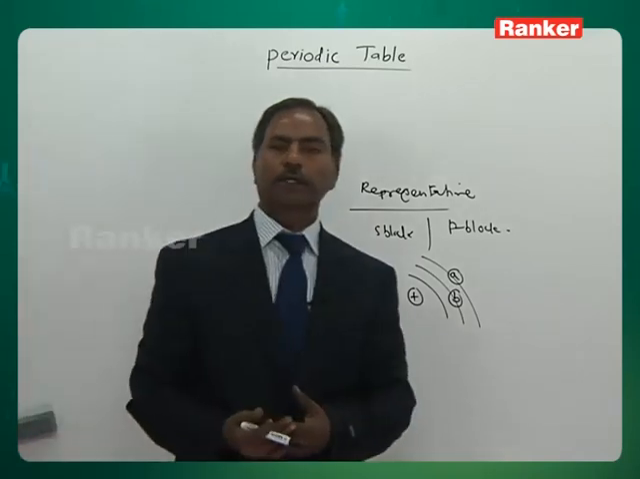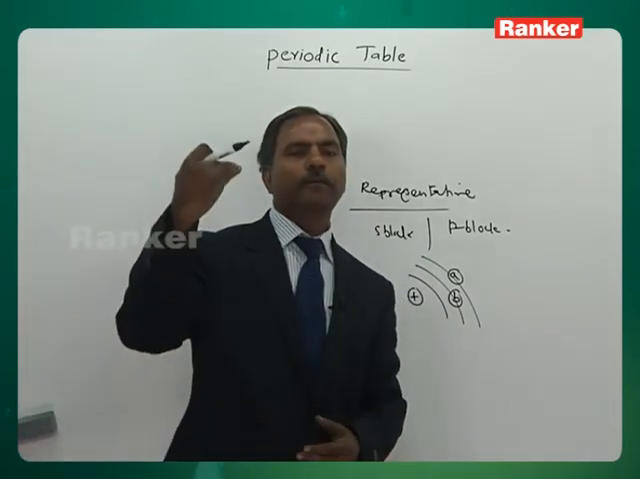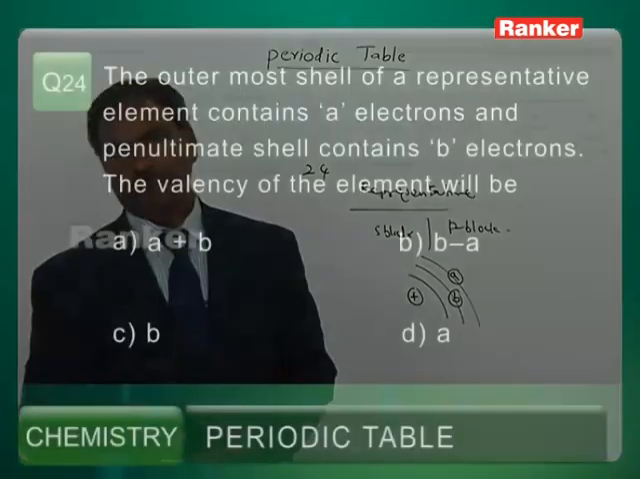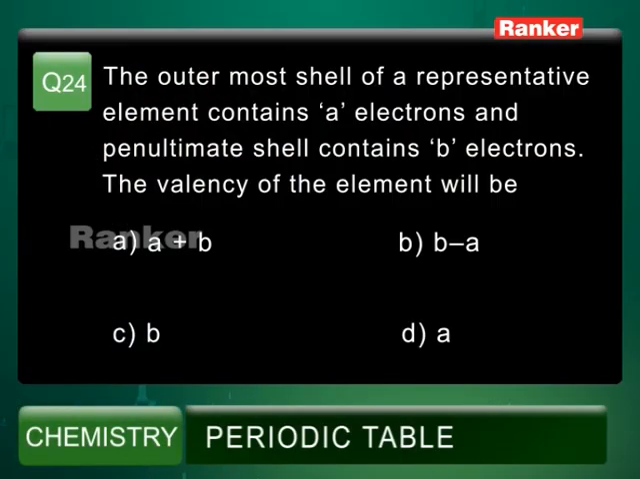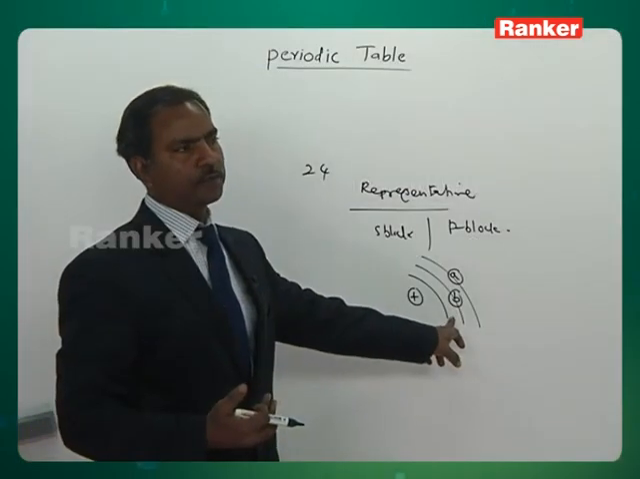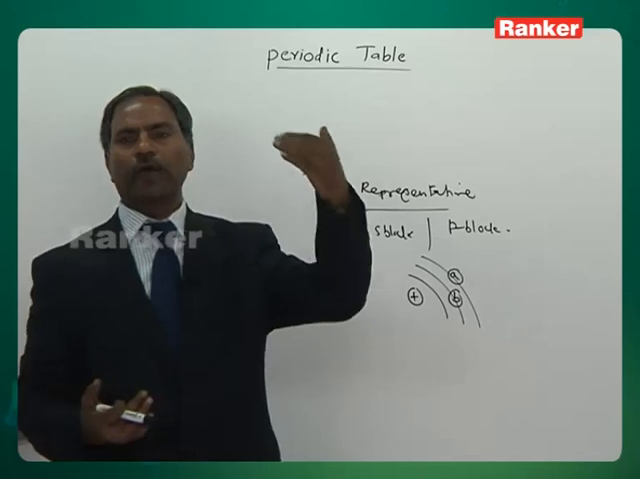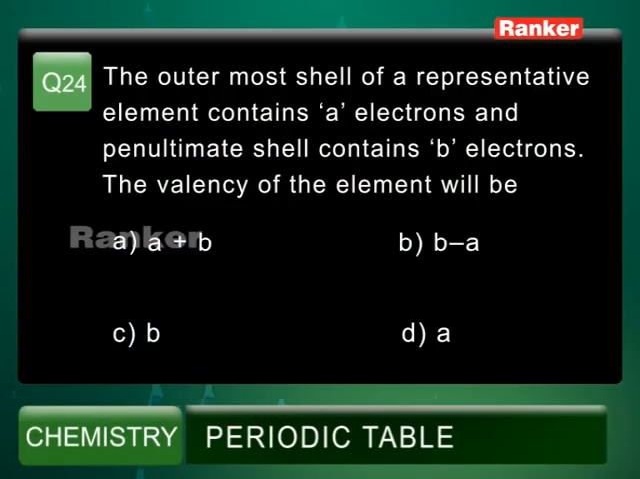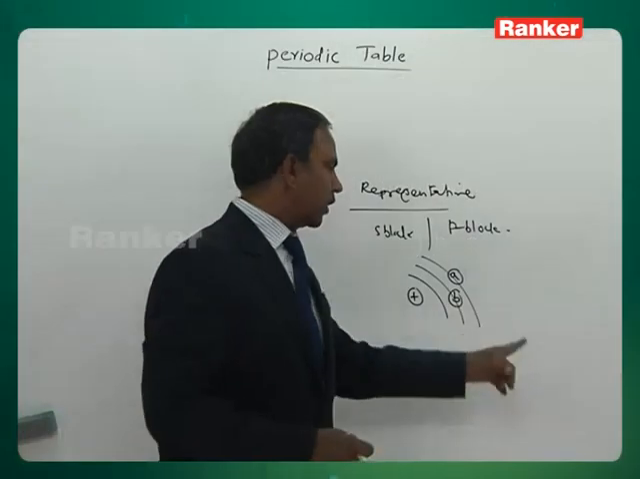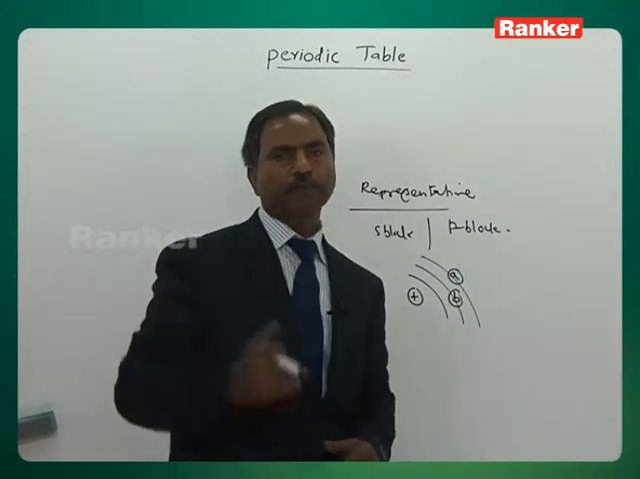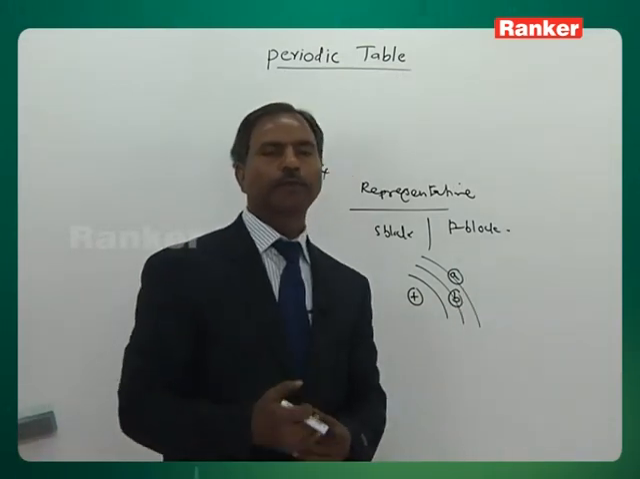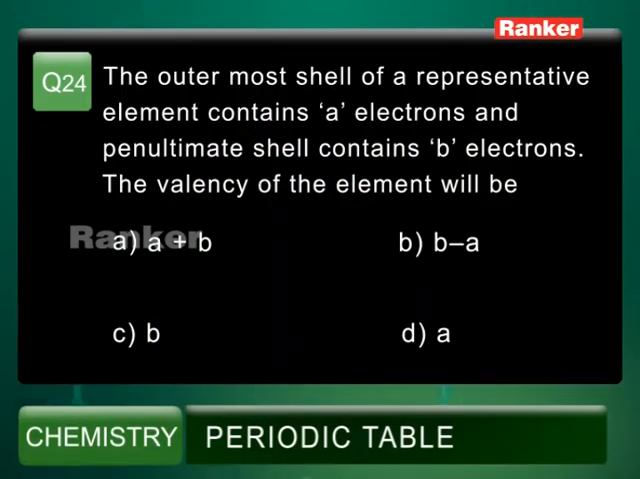Whatever the number of electrons in the valence shell, that will be the valence of that particular element. Option A is A plus B, that is not correct. Coming to B, B minus A, no. Coming to C, B. B means what? Penultimate shell electrons. Only valence shell electrons do we consider for valency. Option D is given as A. Whatever the number of electrons in the valence shell, that will be considered the valence of that particular element. Therefore, question number 24, answer is D.